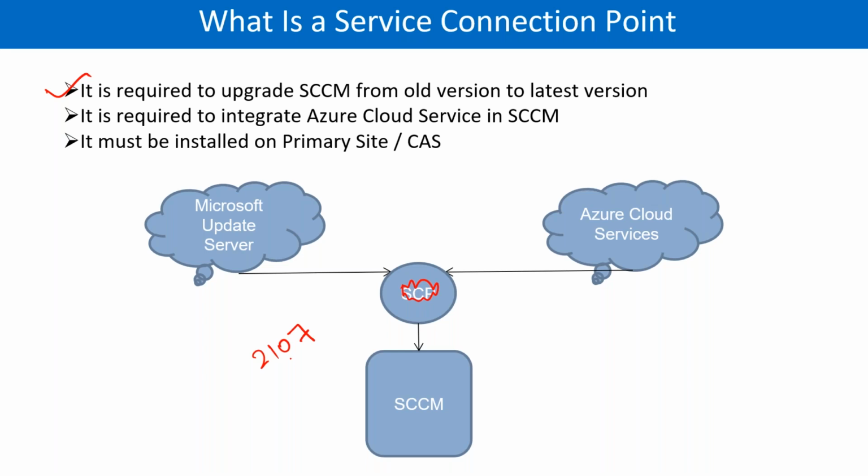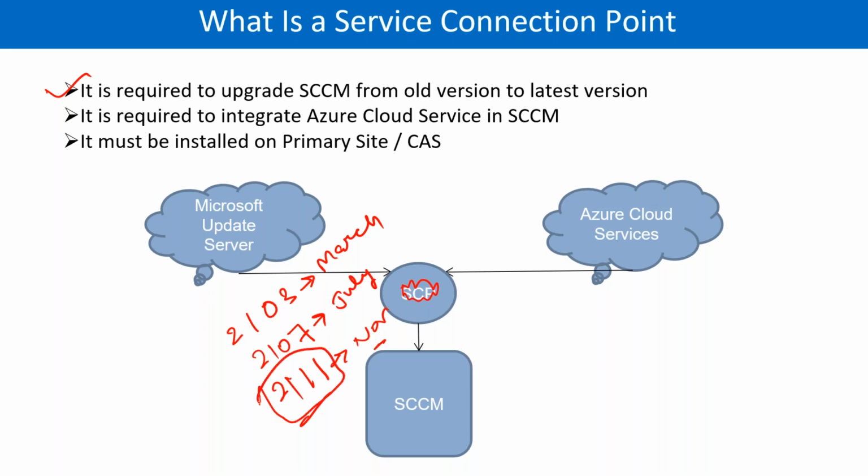Now, what will be the next version? Any guess? You see, this year they released 2103 in the month of March. Then in July they released 2107. Now, what will be the next version? November. Right. So this month they are going to release 2111. All clear? So that is going to be the latest and greatest version.